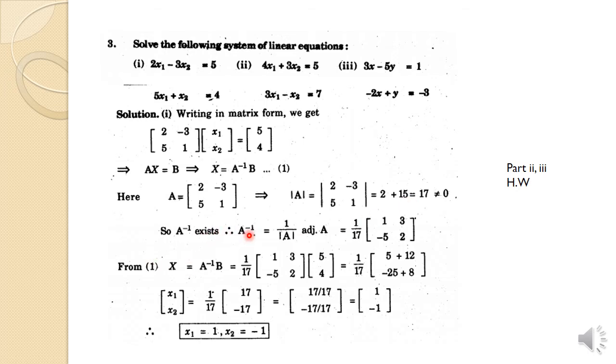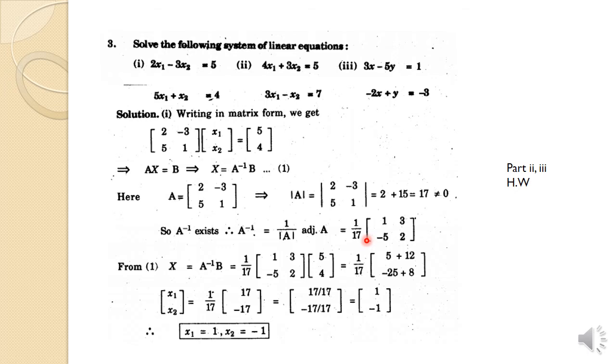So A inverse exists, since the formula is A inverse equals 1 upon determinant of A into adjoint of A. So 1 upon 17, and what is the adjoint? If we interchange the diagonal entries, 2 and 1 become 1 and 2, and the other entries are minus 3 and 5. So we change the sign: minus 3 becomes positive 3 and 5 becomes minus 5. This is the adjoint of the matrix. So we multiply 1 over 17 by this whole matrix.